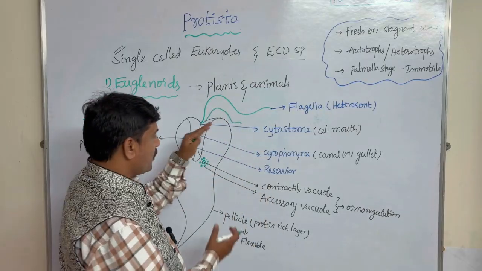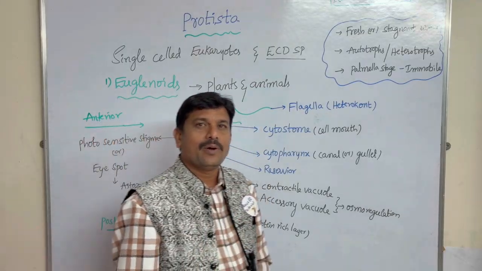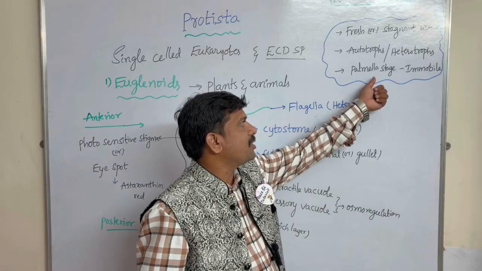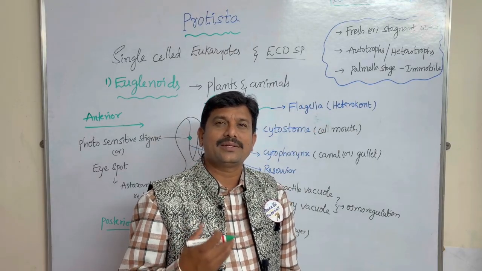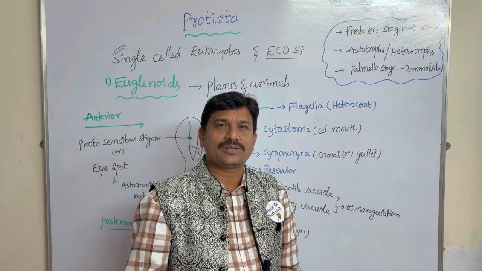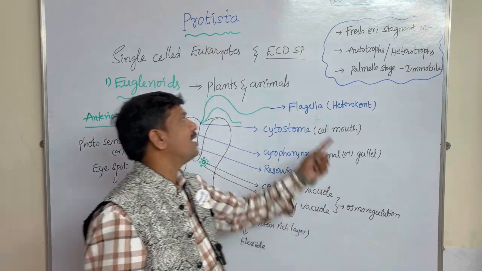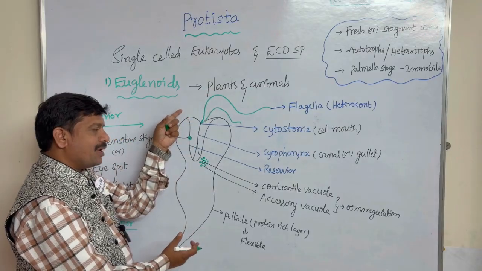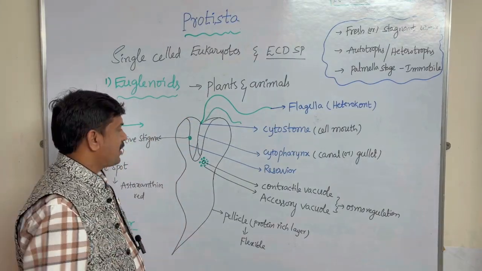Before the complete mature stage of euglena, there is one earlier stage, named palmella. At that time it is not showing movement, hence it is called immobile, because it does not possess flagella. After that palmella stage, the complete euglena structure comes.